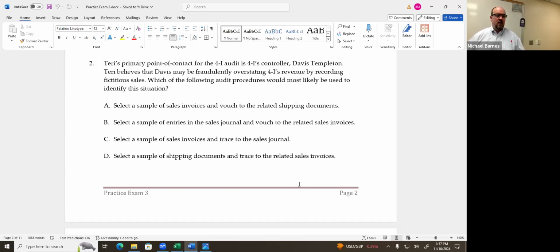Existence occurrence. So if we're talking about existence occurrence, are we going to vouch or are we going to trace? We're going to vouch, okay? We're moving from top to bottom, okay? Moving top to bottom, the V pointing down, not tracing.